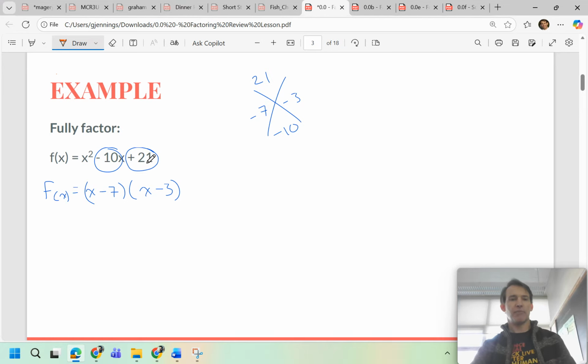Just expand, yeah. X times x is x squared. This is minus 3x and minus 7x. So that together gives me minus 10x. And minus 7 times minus 3 is, oh, it's not negative 21. It's positive 21. Very good.